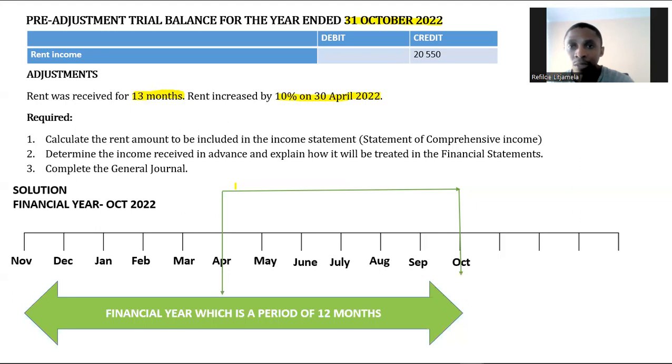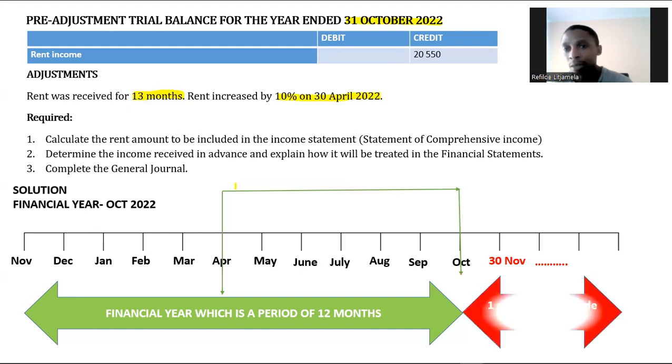Now, it means that we received the rent, and it increased from the 30th of April. I should have put it there in May actually, because in April it had not yet increased. It started increasing in May. And obviously, from May onwards, our rent will now be at 110%, and it will include November, which falls outside our current financial year.